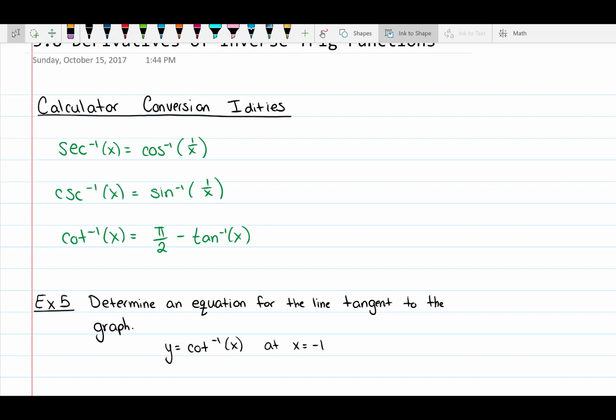So this is a way that if you have secant inverse, cosecant inverse, or cotangent inverse, you can put them in the form of cosine, sine, or tangent. We're going to use this in order to solve problems. For example, cotangent inverse is kind of hard to find, so sometimes it's easier to work in tangent inverse.